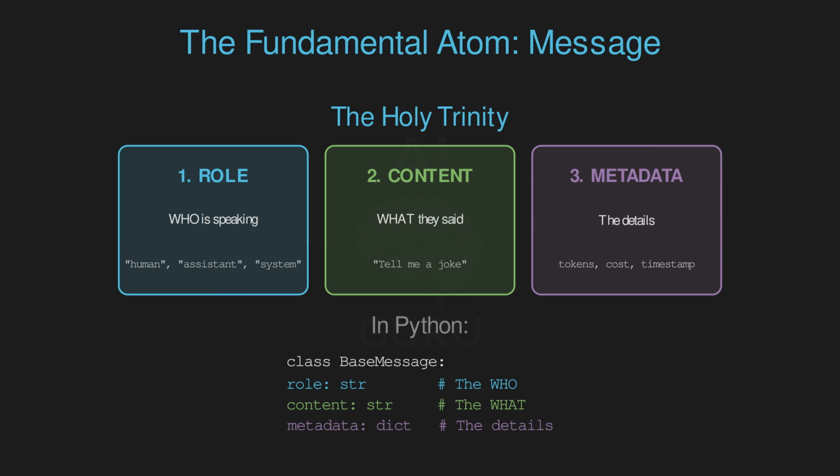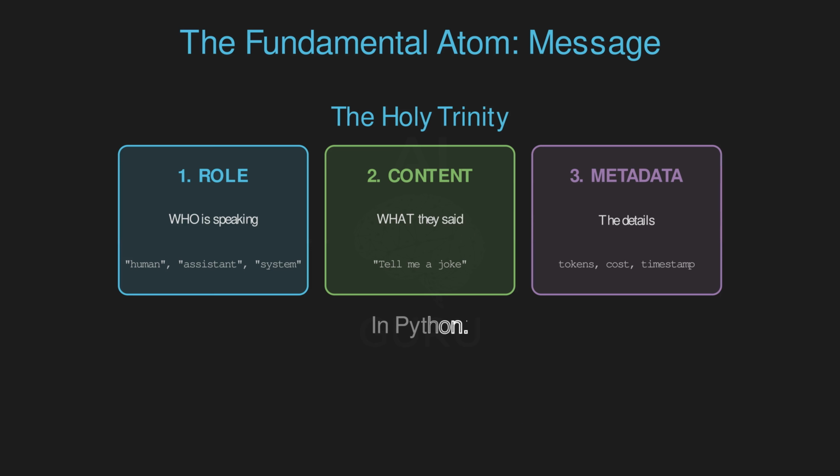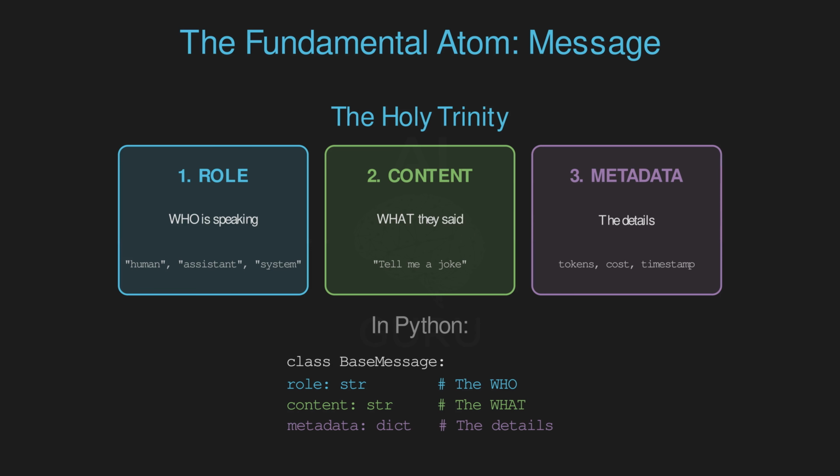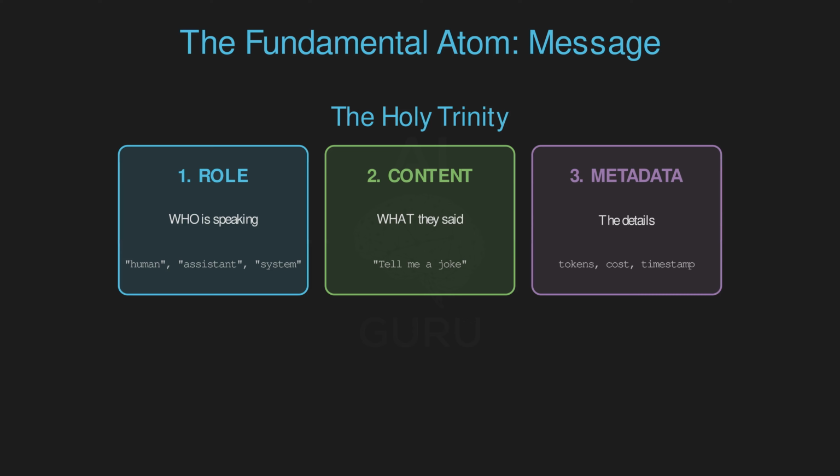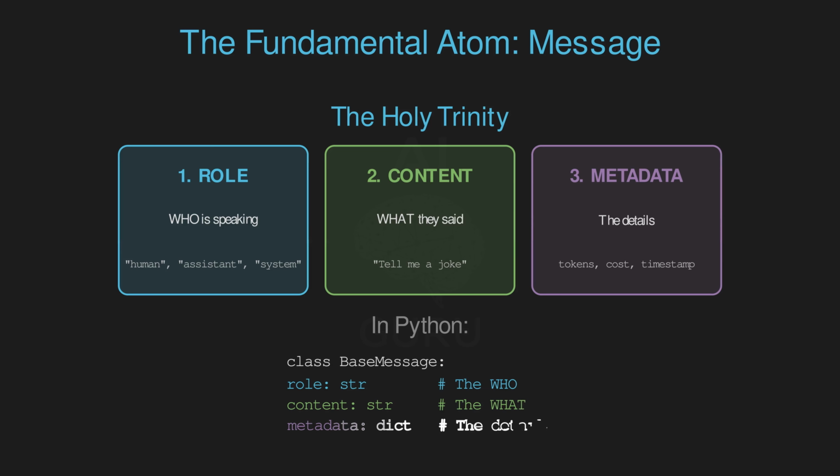The role is the who. Is this the user, the system, the AI? The content is the payload, usually text. But as we'll see later, it's getting pretty crowded in there with images and tool calls. And then metadata. Metadata always feels like the junk drawer of programming. Yeah, I know, just put the extra stuff here. But in this context, it seems pretty critical.